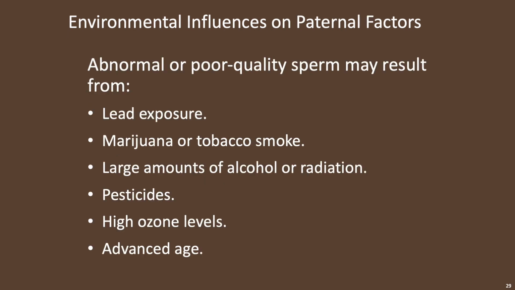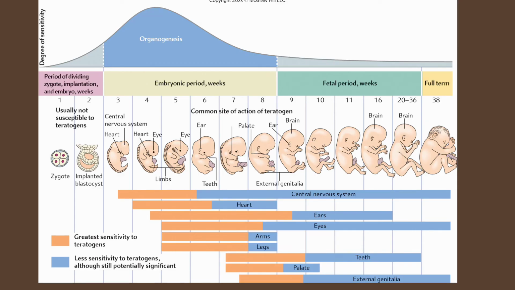The environmental influences of the paternal factors are also important. So it's not just what the mom brings to the baby, but what dad brings to the baby. Abnormal or poor quality sperm can result from lead exposure, marijuana or tobacco smoke, large amounts of alcohol or radiation, pesticides, high ozone levels, and advanced age. I have provided you two tables like this for you to take a look at. They are slightly different, but they help you understand the same thing.